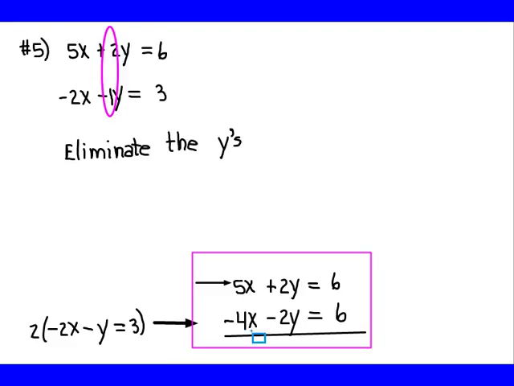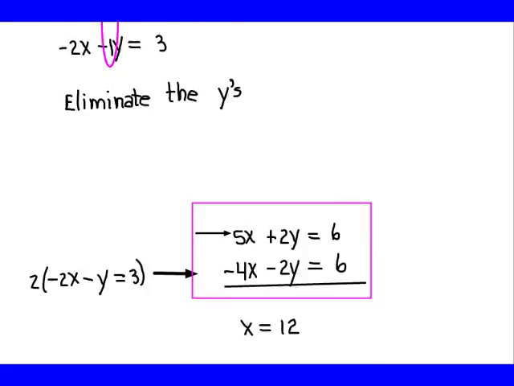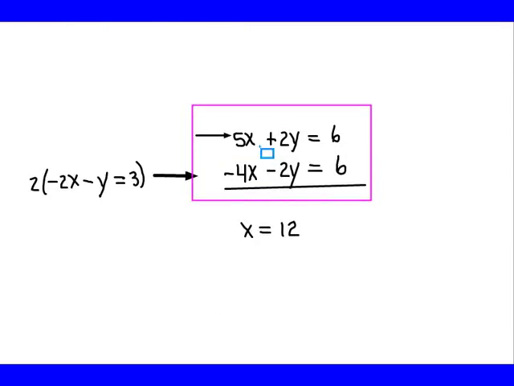Alright, ladies and gentlemen, let's move on. So now let's see what happens. Well, when we combine these two equations, we get that x is equal to 12. Well, now that I've found that x is equal to 12, what do I need to do in order to find the y value? How am I going to find y? What do I do here? Come on and tell me, what do you do in order to find the y value?